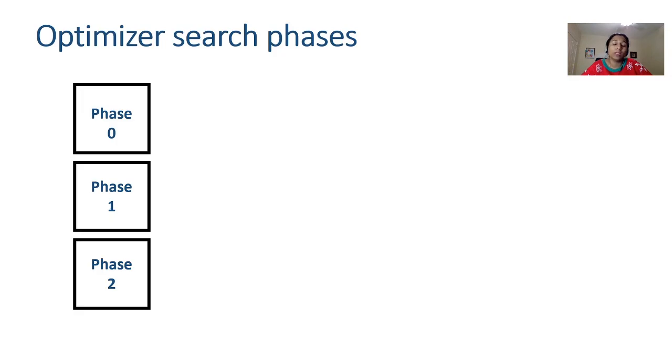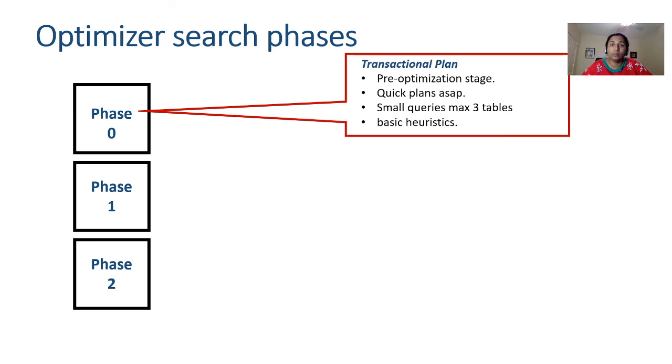No matter what kind of query we are sending to the SQL Server, it can be insert, update, delete, no matter what kind of query it is, the optimizer has to go ahead and grab the good enough plan from these 3 phases. Now phase 0 is known as the transaction plan. All these execution plans from phase 0 are created at the pre-optimization stage. Now what is this pre-optimization stage?